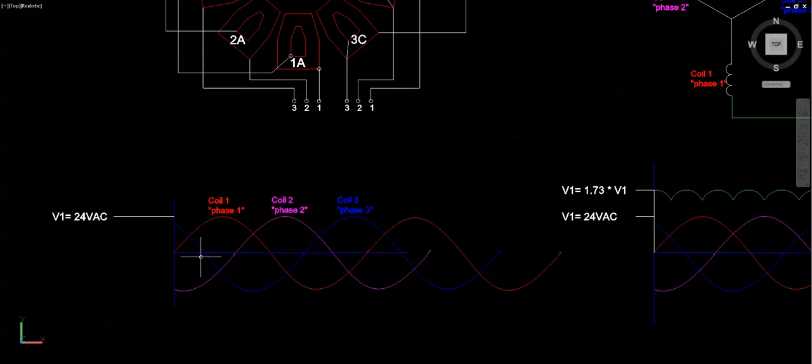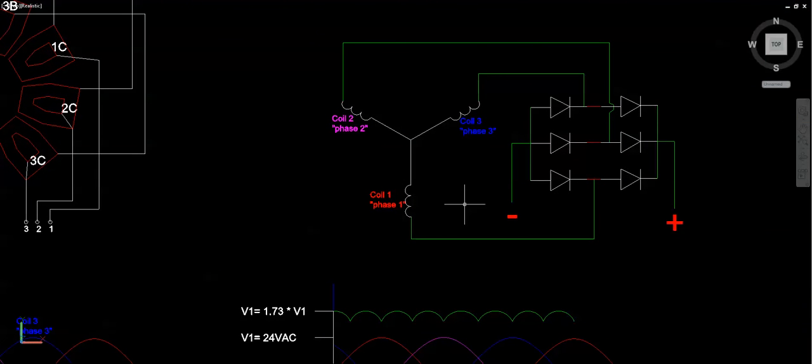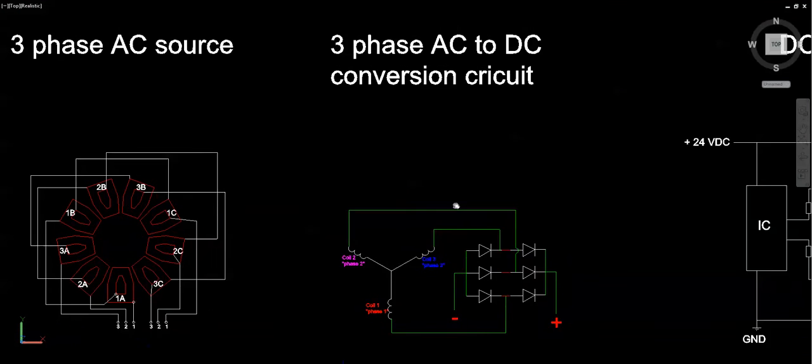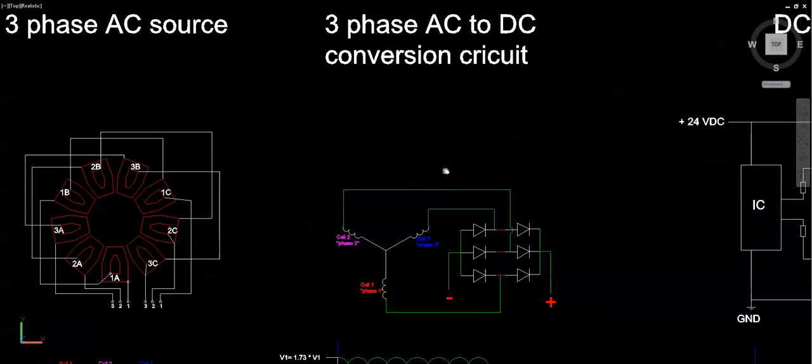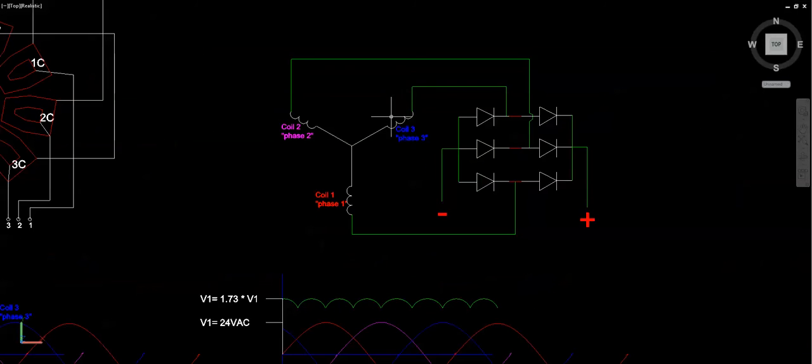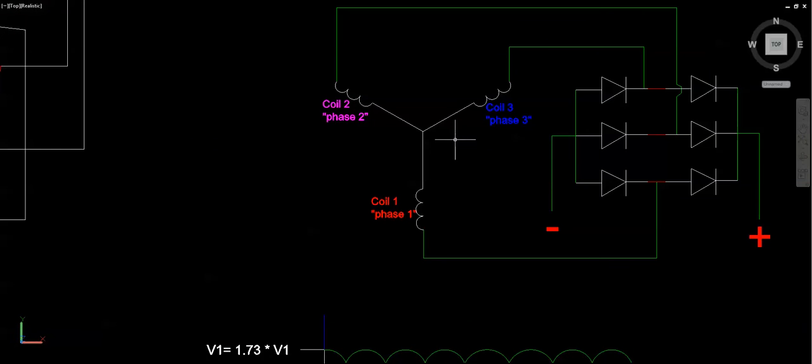And now we have to convert this alternate current to direct current. For that we of course need our full wave three-phase diode bridge, like in the image over here. So this is our three-phase AC to DC conversion circuit. Let's start from the beginning. This is a star connection. You can see this looks like a star.